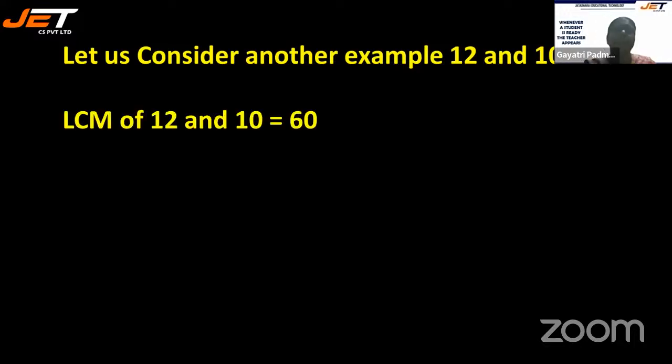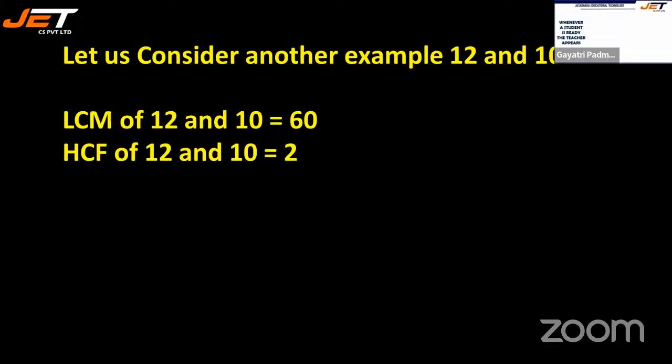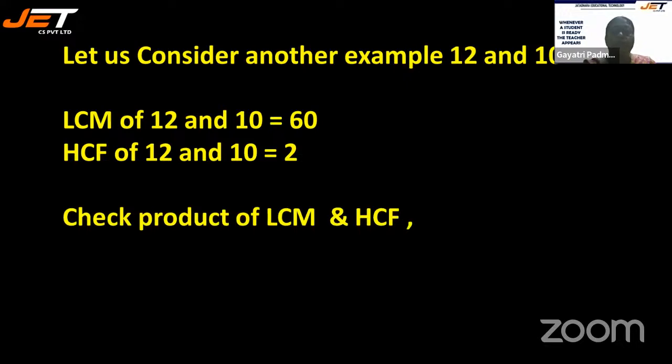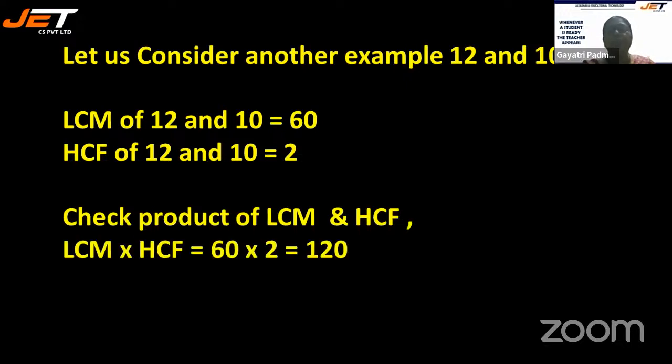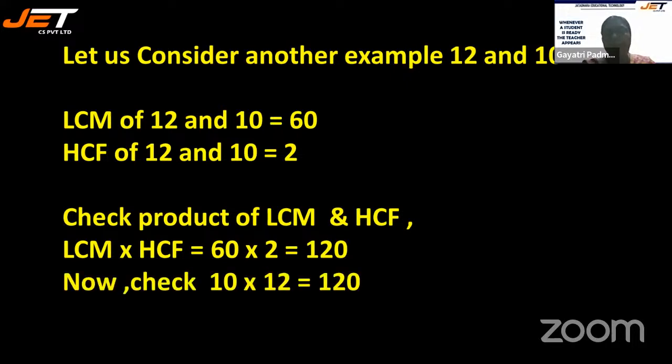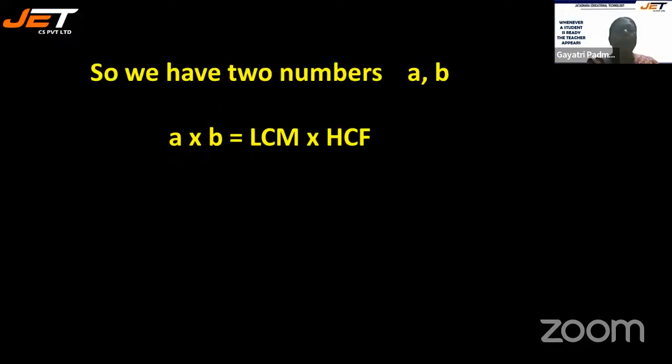Now, let us consider another example, 12 and 10. What is the least common multiple of 12 and 10? It is 60. And what is the highest common factor of 12 and 10? It is 2. So, check the product of LCM and HCF, which is 120. Same, if you multiply 12 and 10, you get 120. All right, students, I'm sure you would have understood the relation between LCM and HCF. So, we have two numbers A and B. A multiplied by B is equal to LCM into HCF.